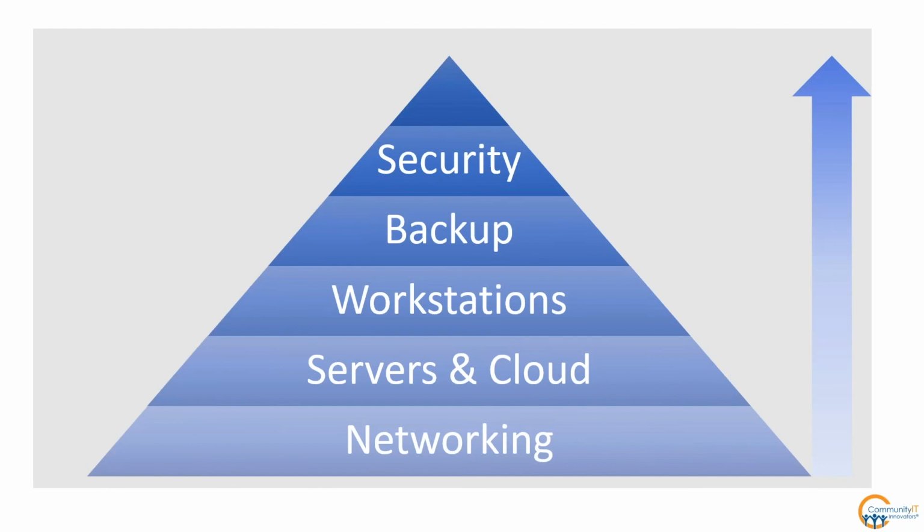Because if you can't get on the internet and if you can't communicate with other machines on the network, you're not going to get anything done. So that's number one. Number two, servers and cloud investments, because they affect a large percentage of staff in the organization.